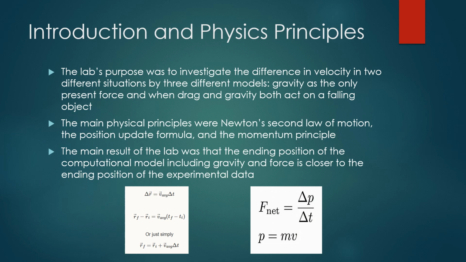The main physics principle is Newton's second law of motion. The momentum equation, mass times change in velocity equals F net delta t, is tied directly to the kinematic equation, V is equal to V naught plus acceleration times time. Vf is the final velocity in meters per second, while V naught is the initial velocity, also in meters per second. A represents acceleration in meters per second squared, and t represents time in seconds.